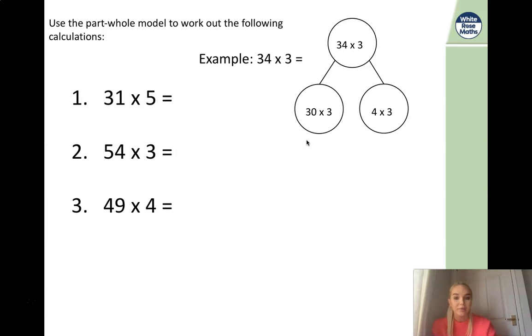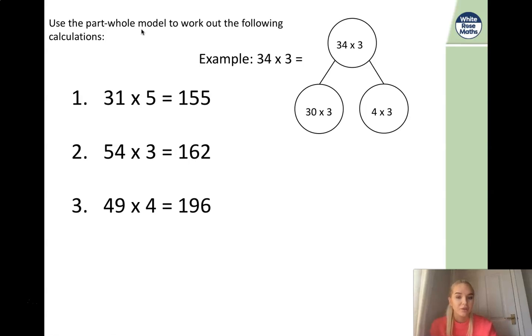What I would like you to do is, using the same written method, work out the answers to the following multiplication sums. I've got an example here of my part-whole model of 34 multiplied by 3. You can see here that I've multiplied the 30 by 3 and the 4 by 3, and then I would add them together to get my final answer. Can you have a go at these 3, please? Pause the video and make a start. Off you go.